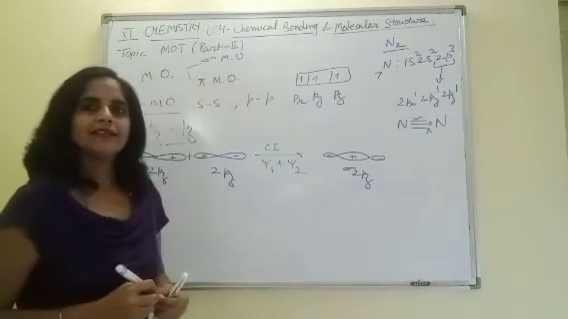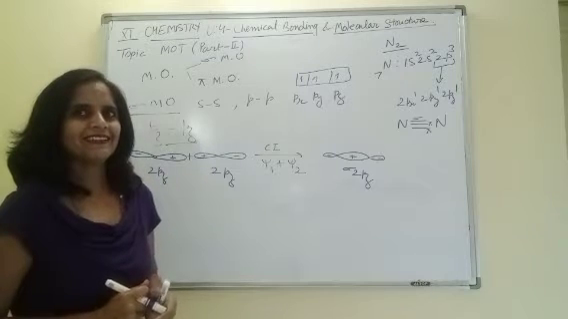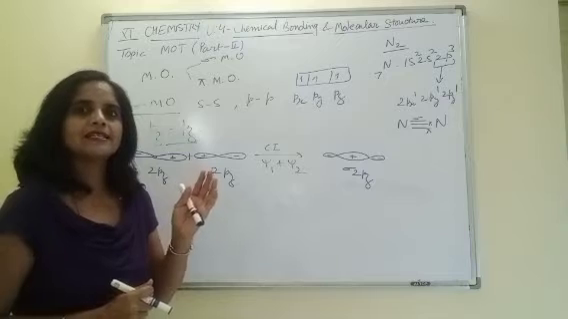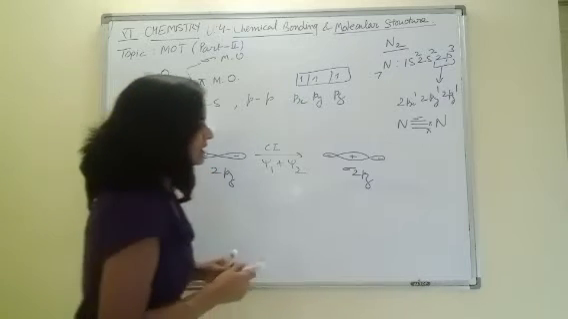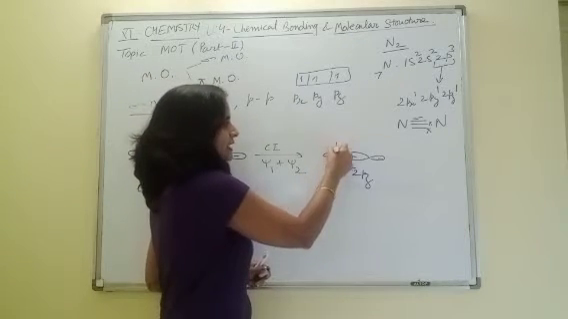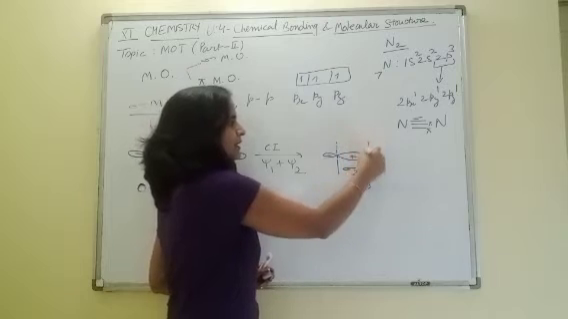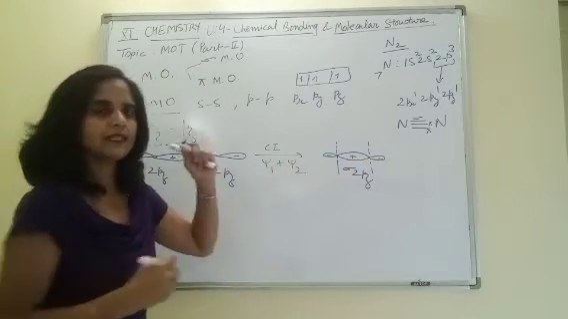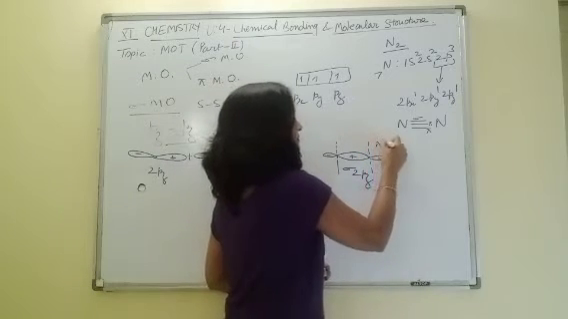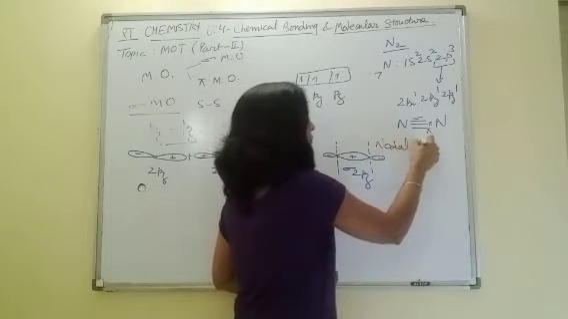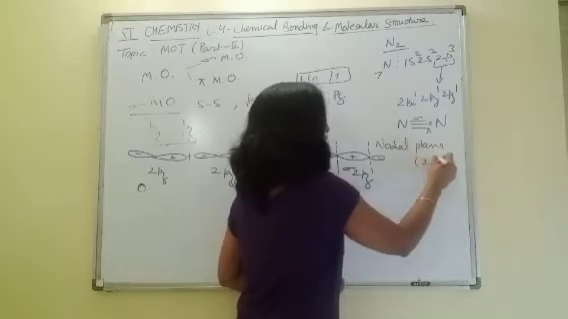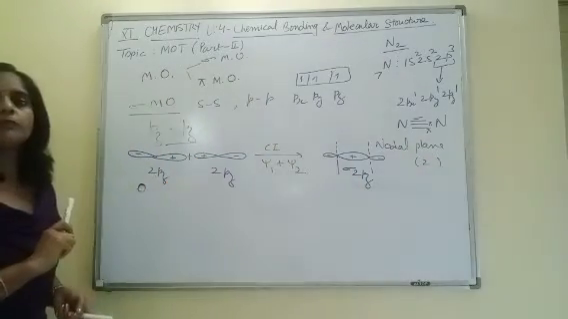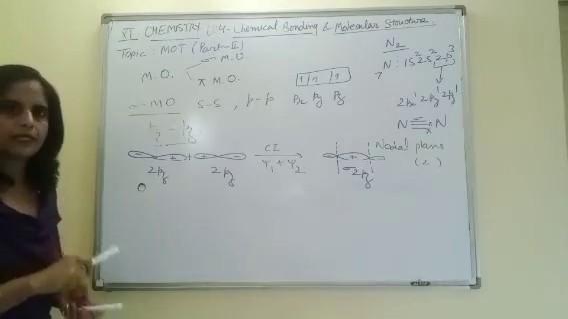Now, can you tell me where the nodal plane is? That is the place where the probability of finding an electron is 0. We can easily locate it. It is situated, one here and the other here. So, how many nodal planes are there? Two are there. So, this is the representation of the bonding molecular orbital.